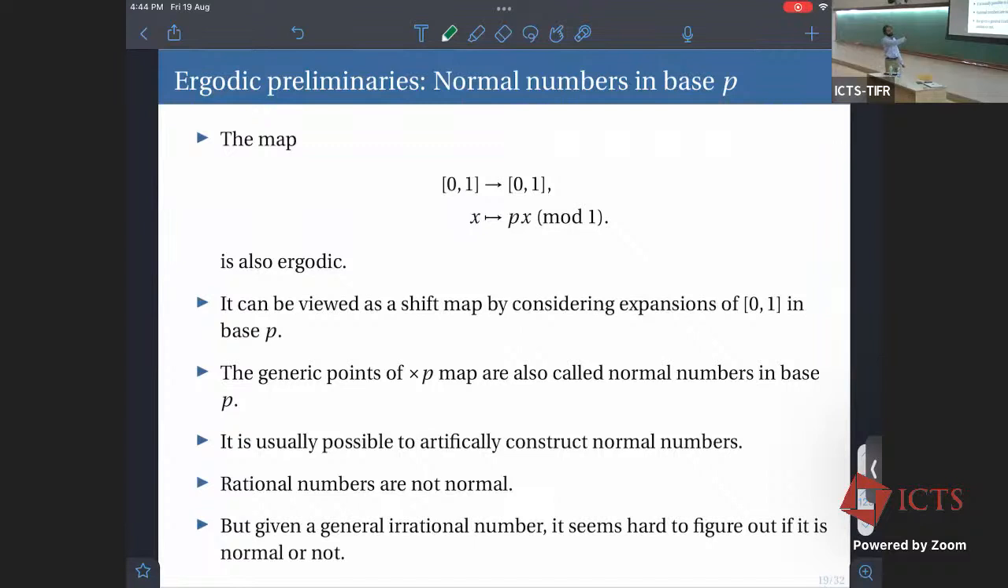Honestly, I don't know how hard this is, but Wikipedia says that if you take the square root of 2 and its base 10 expansion, I don't know if it's known whether the square root of 2 is normal in base 10. It's not known. In fact, there's no algebraic number that's known to be normal, although it's conjectured that all irrational algebraic numbers are normal in all bases.